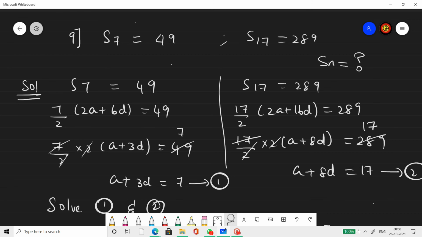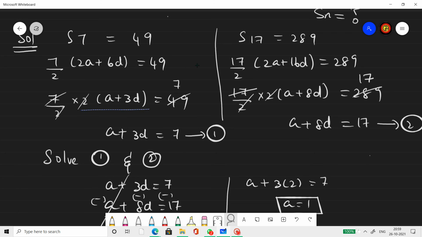Only then can we generate Sn in the form of n. So Sn is 49. The Sn expansion is n by 2 into 2a plus n minus 1 into d. n is 7 here, so 7 by 2, 2a plus 7 minus 1 into d, which is 2a plus 6d. As I told you in the beginning, try to simplify then and there. Don't leave it to the last step to simplify, it won't work. So take 2 common out and cancel the denominator 2. Then the 7 and 49 get cancelled. So what remains is a plus 3d equals 7.